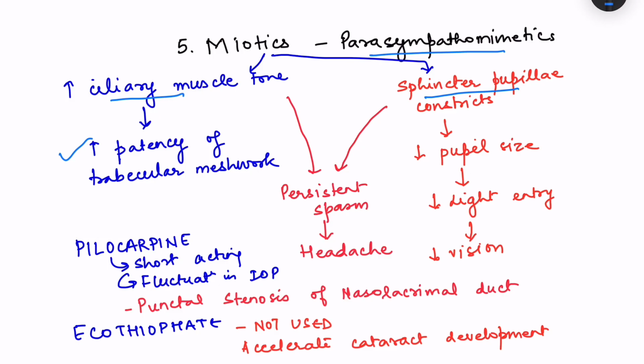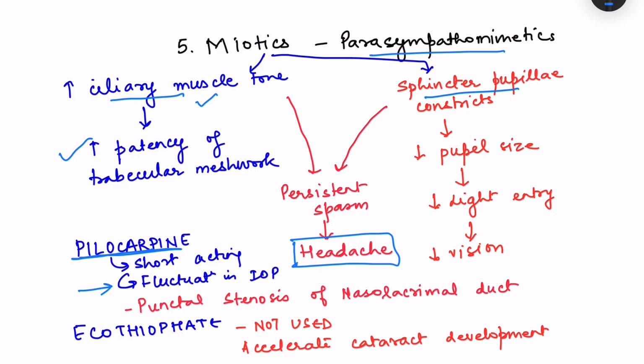However, because of persistent ciliary muscle and sphincter pupillae contraction, it can lead to headache. So that is the side effect, and miotics are not used for long duration because there are certain side effects attached to it, like with pilocarpine, which is a short acting miotic. It can lead to fluctuations in intraocular pressure.